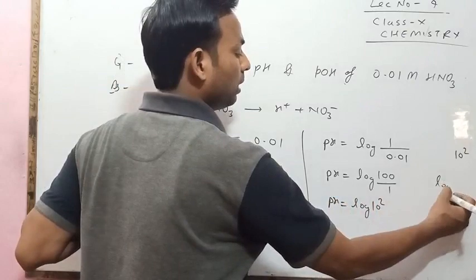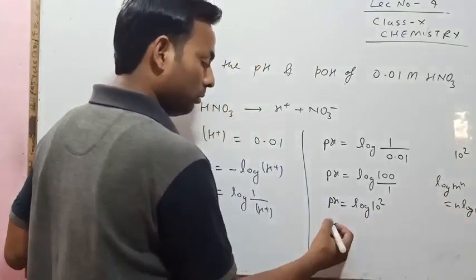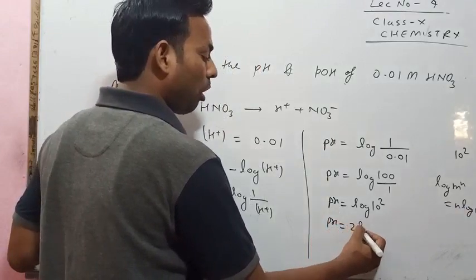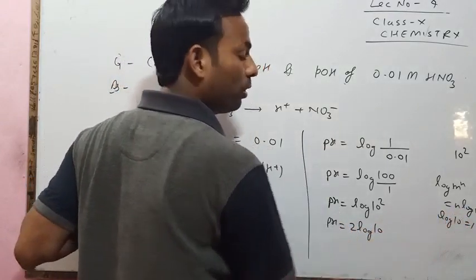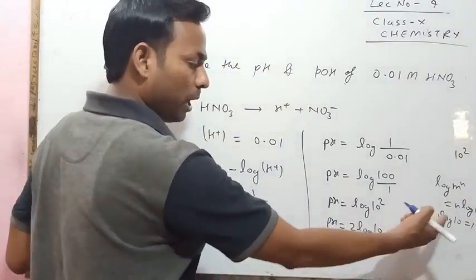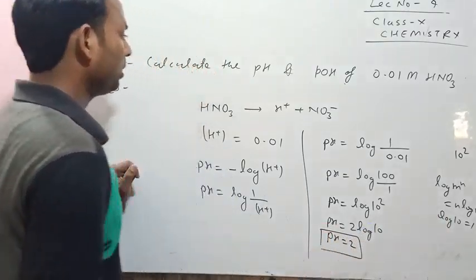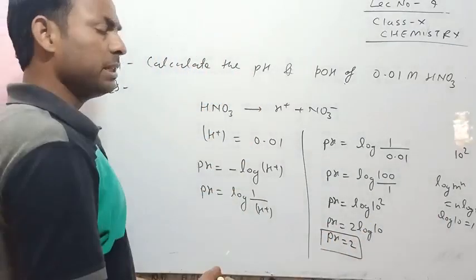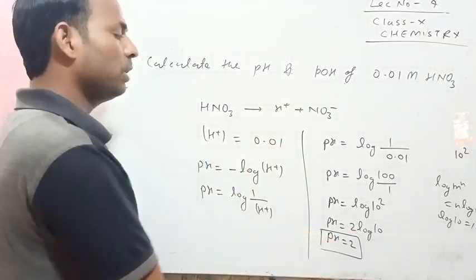So pH equals log, we can also write 10 to power 2. You know the formula, log m power n equals n log m. Put the value. So pH equals 2 log 10, and log 10 value is always equal to 1. So after putting the value 1, we get pH equals 2. So this is the answer of the pH. It means 0.01 M HNO3 solution has pH equal to 2.